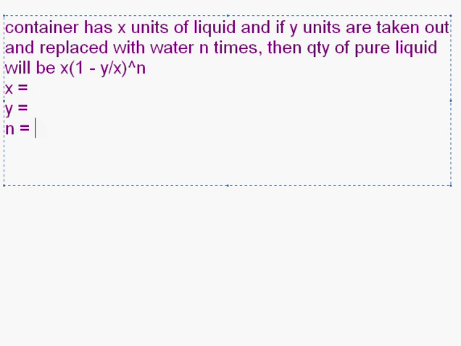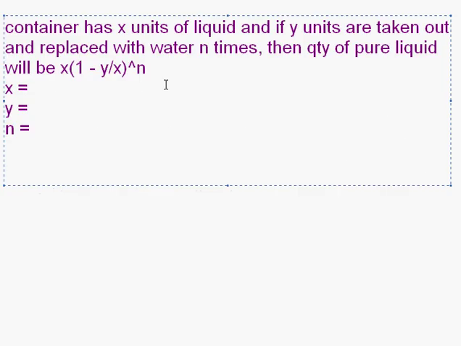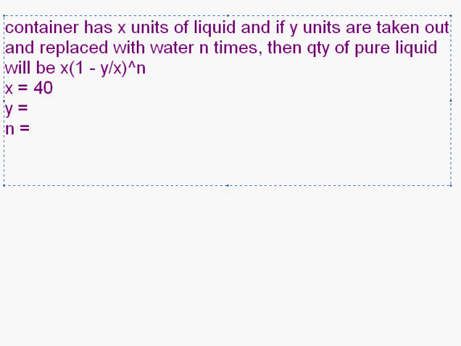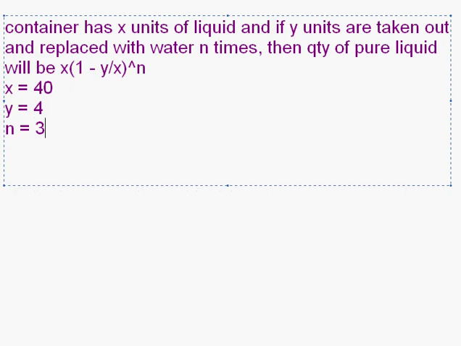We'll see now. This question says the container contains 40 liters of milk, so x will be 40. What is the value of y here? From this container 4 liters of milk was taken out, so y is 4. How many times was this operation repeated and replaced by water? This process was repeated 2 times. First it is done here and then it is repeated 2 times. That means the total number of operations is 3, so n will be 3.